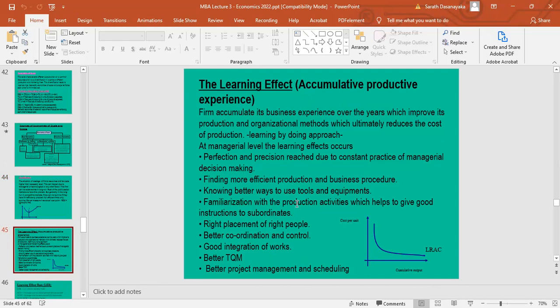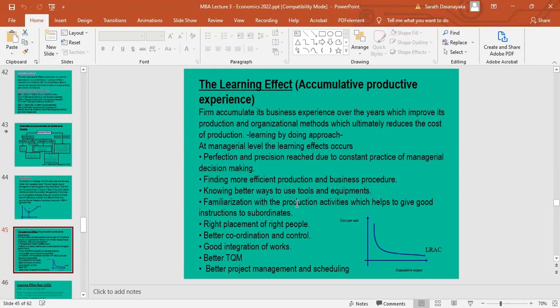At the managerial level, the learning effect occurs: perfection and precision are reached due to the constant practice of managerial decision making, because you are doing the same thing day and night. You can do it better and quickly without resource wastage, and find more efficient production and business procedures. On your learning curve, after your learning period is over, you're not wasting so many resources. You're an expert in that area. That is why firms are always looking for experienced people. Whenever you can hire experienced people, it will save your cost.